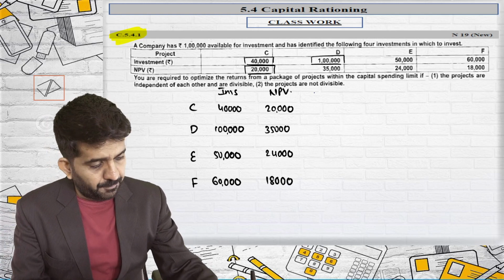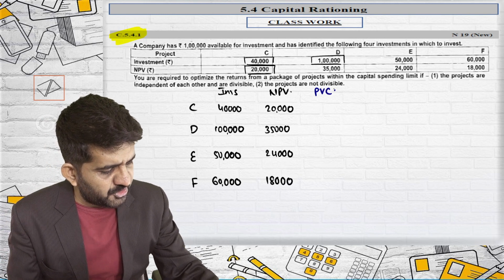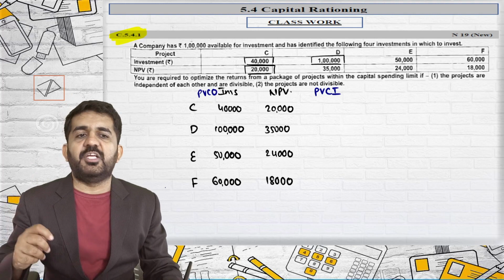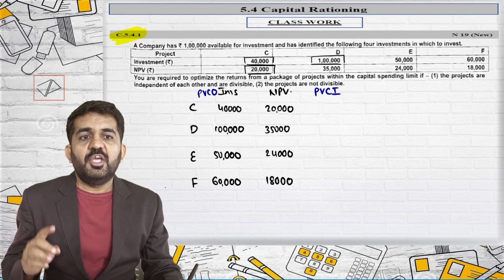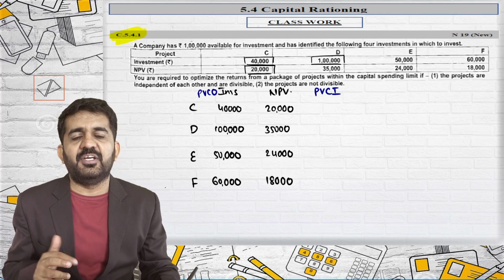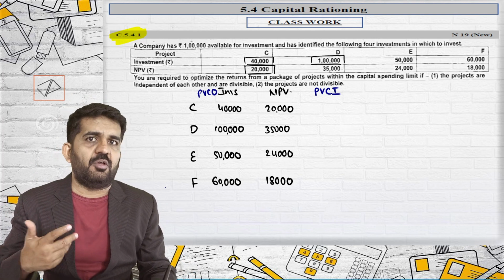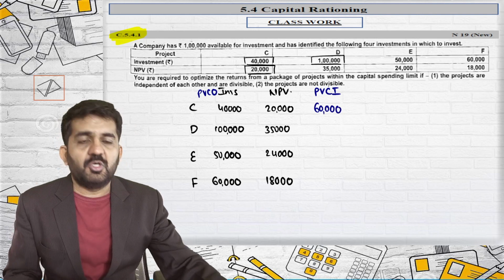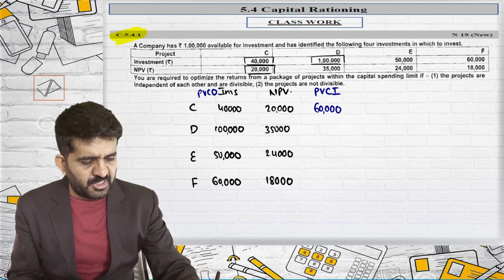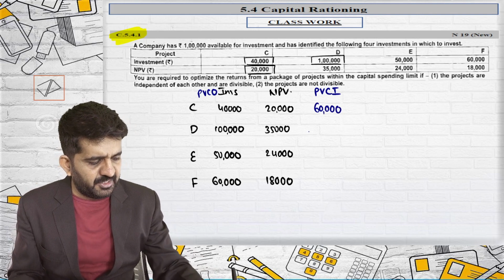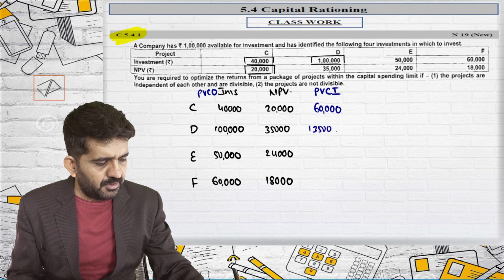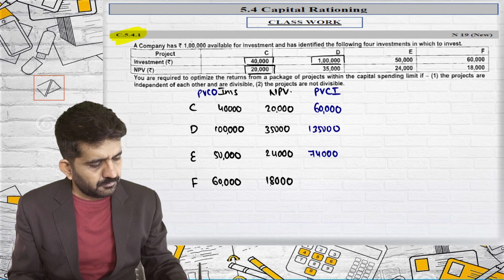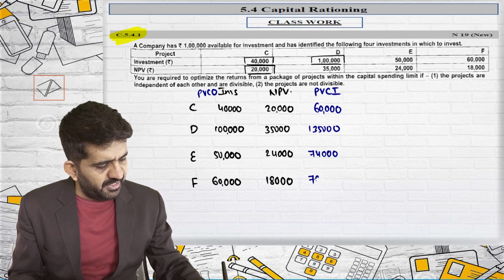Can you find out present value of cash inflow? This is present value of cash outflow. Investment is always present value of cash outflow. If cash outflow is given and NPV is given, you can always find out present value of cash inflow. It will be 60,000, because if present value of cash inflow is 60,000 and outflow is 40,000, NPV will be 20,000. This will be 1,35,000. This will be 74,000. This will be 70,000.